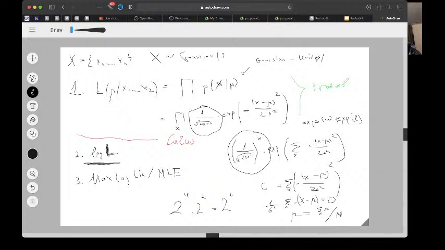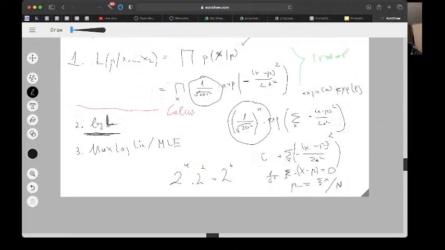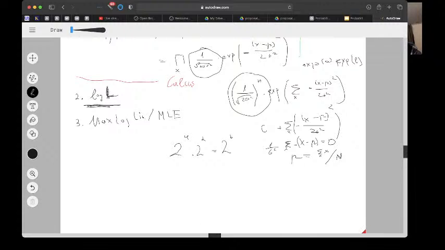Because in this sum, you are summing the mean n times. So you get n times the mean is equal to the sum of x. And from there you get that the maximum likelihood mean is actually basically the empirical mean. You just take your samples and you average them.